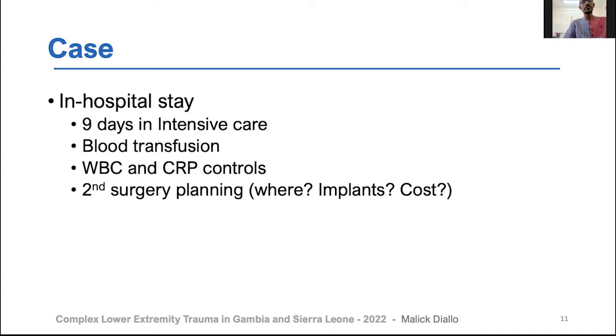I'm not a native English speaker, so I'll try to find my words. The first question we faced was where we would do the surgery. At that time, fluoroscopy was not available in our public hospital, so we had to look at a private hospital for that. Then, which kind of implant we would choose. Here there is no insurance, so people have to buy the implant themselves. So we have to choose the lower cost implant, and the patient and his family have to be prepared for the surgery. So, next slide.